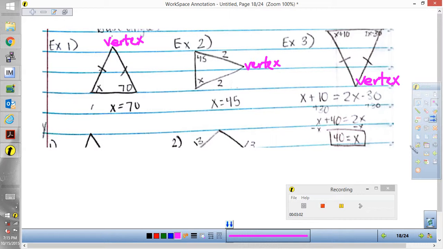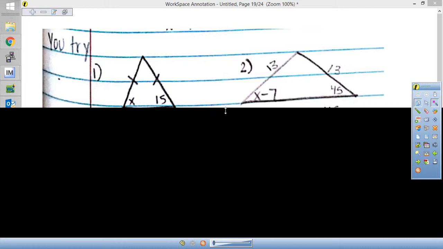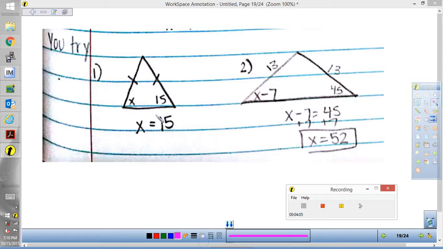Okay, pause the video to write those two examples. Then we're going to have a few you-tries. I'm going to cover up the answers, and you can copy down the pictures, and I want you to determine what x is in each. So try those problems. Pause the video now. Okay, hopefully you've had a chance to try them. Let's uncover and see what you got. You should have, for the first one, x is equal to 15, and on the second one you should have gotten x is equal to 52.